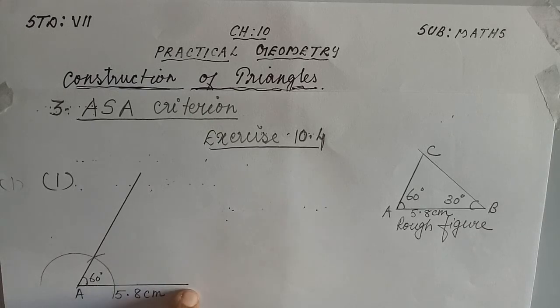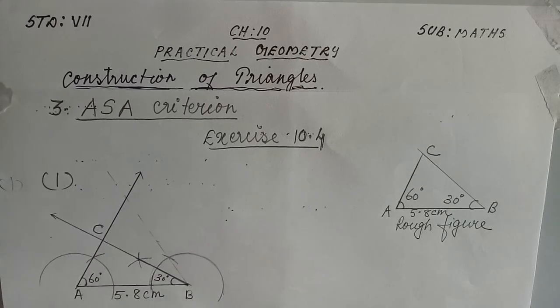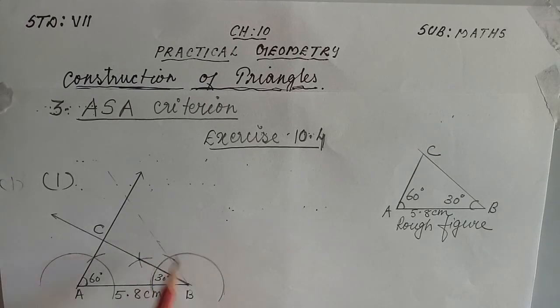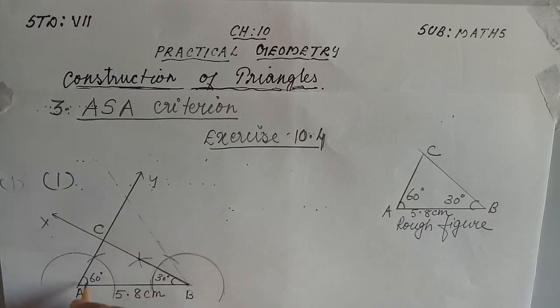Now here the angle B is 30 degree. For that, first you can draw angle 60 and then bisect it. Then you will get angle 30. See here, 60° first drawn, then bisected, then you will get angle 30°. And when you draw angle 30, both these lines will meet in one point. Okay, so let it be Y. Here it is X. AY and BX meet at one point, mark it as C. So ABC is the required triangle.